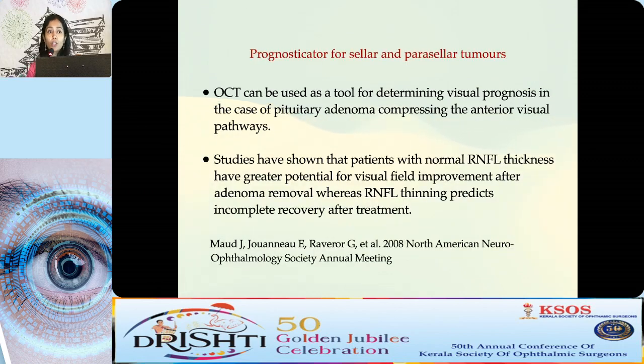The other use of OCT in neuro-ophthalmology is as a prognosticator for sellar and parasellar tumors. So in sellar and parasellar tumors, the visual field defects and the visual field improvement, to an extent, a lot is dependent upon how much damage it has caused anatomically to the structures of the eye.